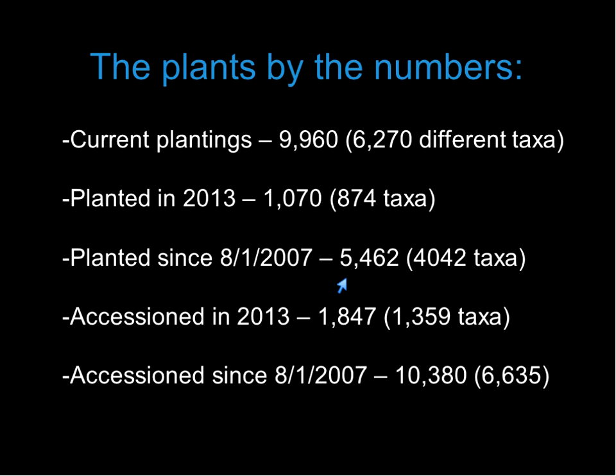Part of the reason we're not completely overwhelmed, you can see just since August 1st, we've accessioned over 10,000 plants. Some of those are plants we bring in as cuttings, which may never root. Some of those are seed, which may never germinate. A lot of those are things that we're just trialing, and we plant them out, and they die. We kill a tremendous number of plants, and that's a good thing because it lets us know a little bit more about those plants.